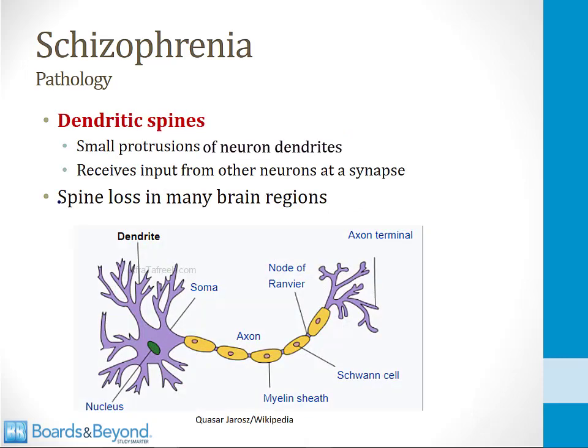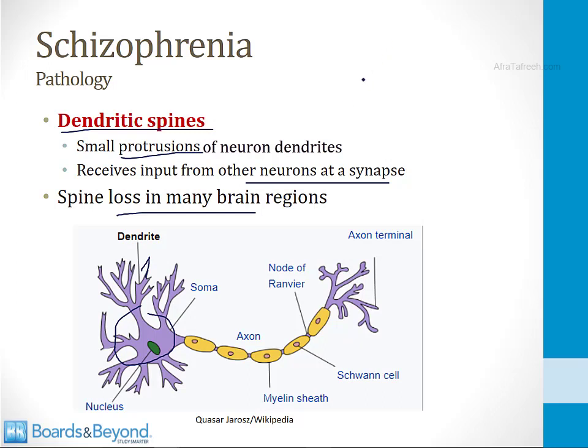Another classic pathologic finding among patients with schizophrenia is abnormalities of the dendritic spines. If you look at this drawing of a neuron on the screen here, this is the dendrite at this end, and the dendrite has these little pokey projections that are called spines. They're small protrusions of neuron dendrites, and they receive input from other neurons at a synapse. These dendritic spines are lost in many brain regions among patients with schizophrenia. Once again, it's not understood how this leads to the disorder, but this is a classic pathology finding in patients who have schizophrenia.